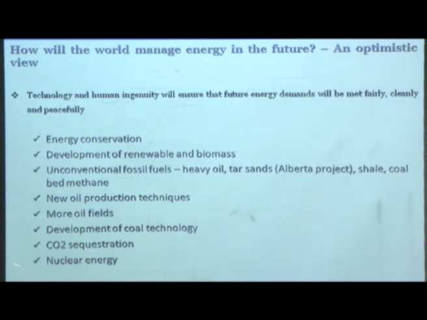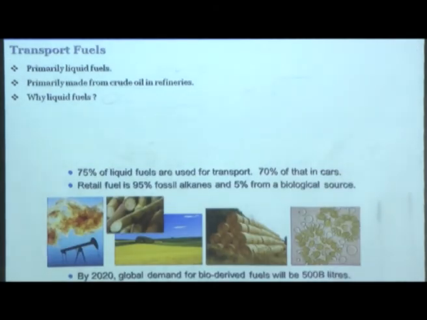Then nuclear energy. Nuclear energy really does not have any emissions. The only problem it has is in case of accidents and also waste fuel disposal. These are the two main challenges. But otherwise it's very clean. I think this is also one route which the world can take.